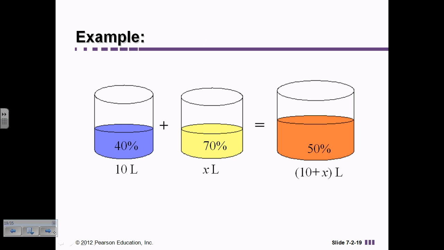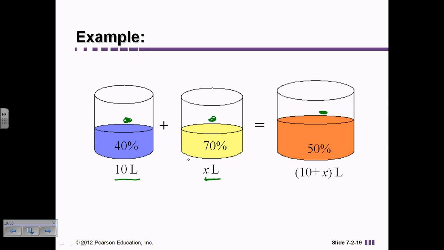So let's look at this diagram and look at it more. So I have two mixtures, a 40% mixture and a 70% mixture. I'm going to add those two mixtures together, and I'm going to end up with a 50% mixture. I have 10 liters of the 40% mixture. I don't know how many liters I need of the 70% mixture. That's what I'm trying to figure out.